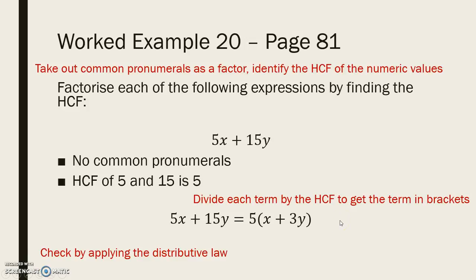Let's go back a step. We can actually check that using the distributive law. So 5 times x plus 5 times 3y equals 5x plus 15y. And that's because they're the inverse operations of each other. They cancel out.